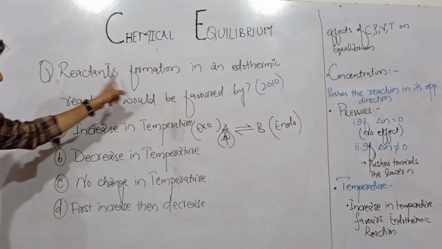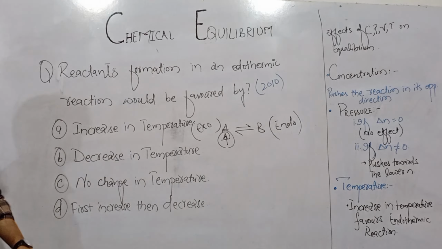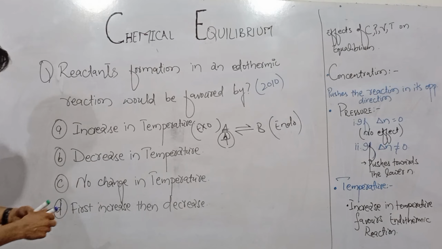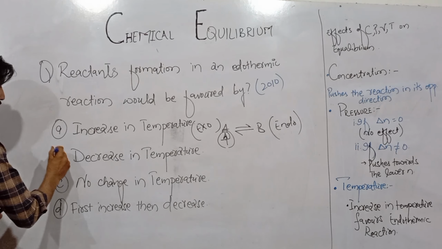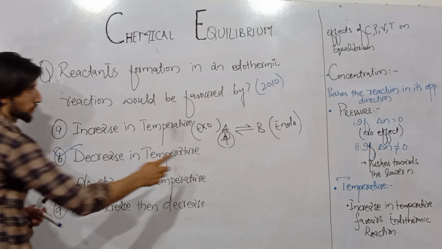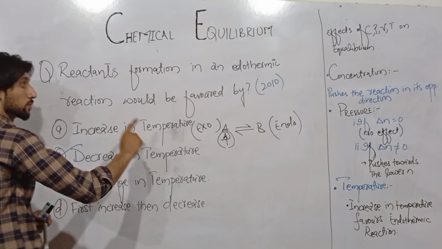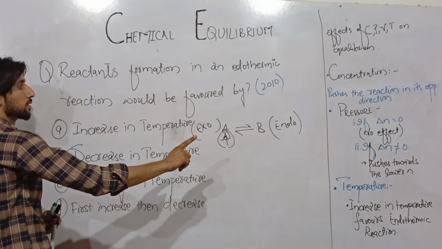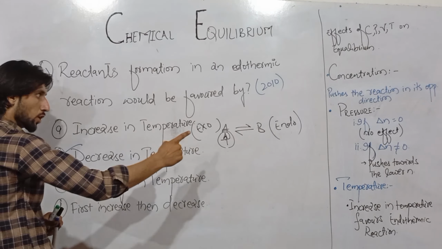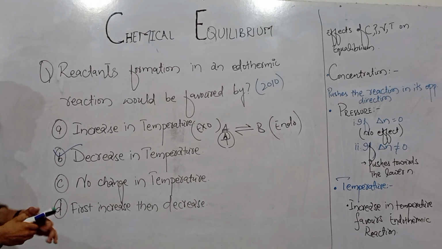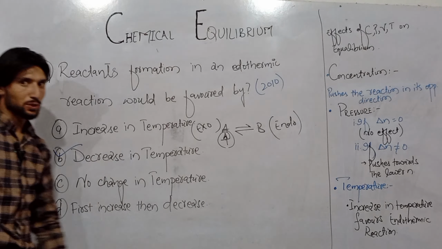So the reactants formation will be favored by what? By a decrease in temperature, because an increase in temperature will favor the endothermic reaction, and this reaction is endothermic in the forward direction, and we want it to go in the backward direction. For that we have to decrease the temperature. So this was the answer.